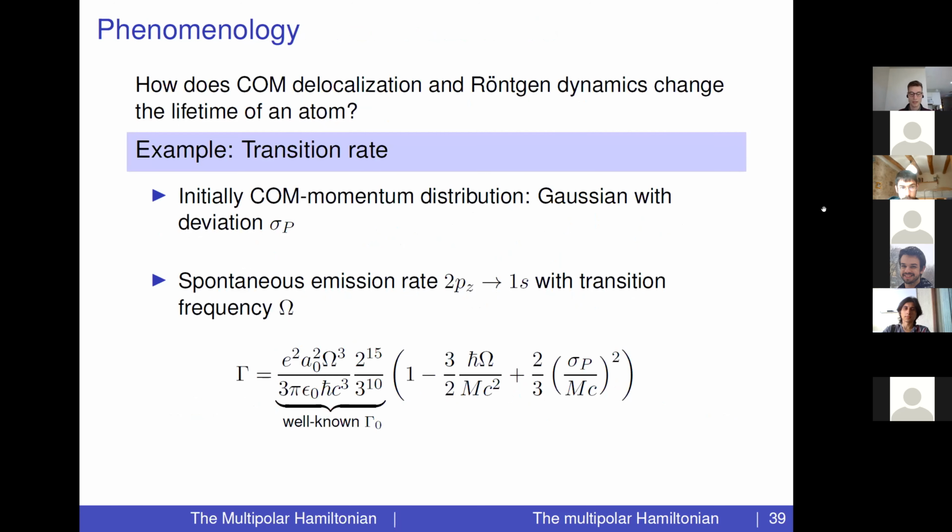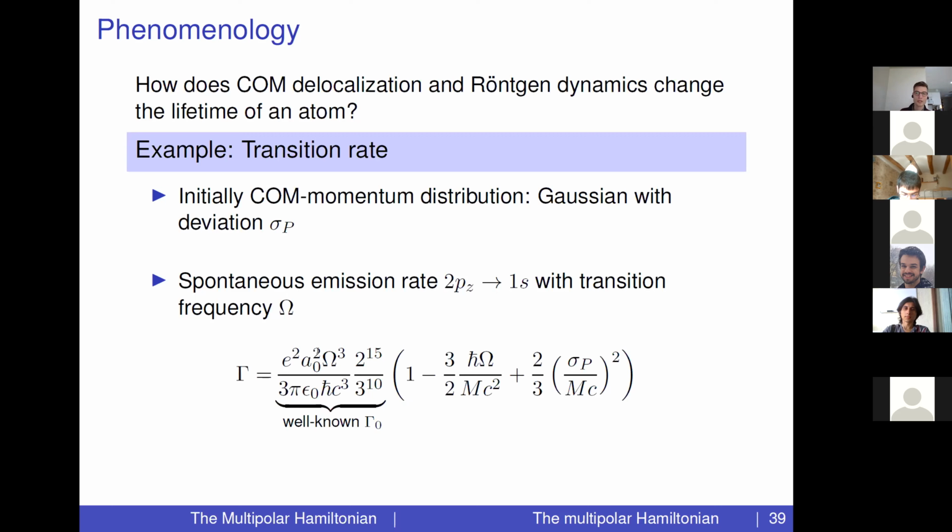Now let's look exactly at what it means if you have in principle center of mass delocalization, and if we allow the Röntgen term to be part of our interaction. Particularly, we want to look at the transition rate, and we allow now the center of mass delocalization, which is just saying that we have a center of mass momentum distribution of a Gaussian with some deviation sigma p. And we want to see what the spontaneous emission rate is from the 2pz state to the 1s state, where we have a transition frequency between these two energy states of capital omega.